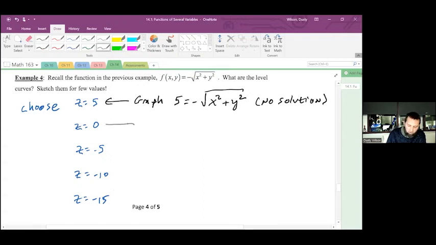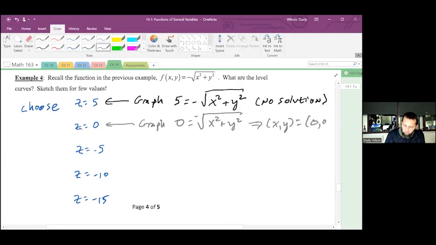Let's look when z equals 0. So here we're going to be graphing 0 equals negative the square root of x squared plus y squared. And this would only have a solution when x, y equals 0, 0, right at the origin.